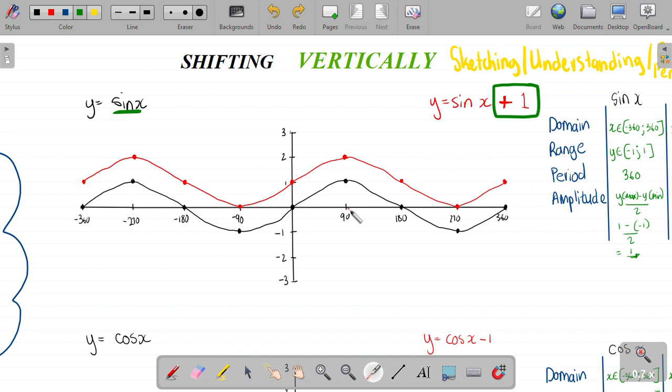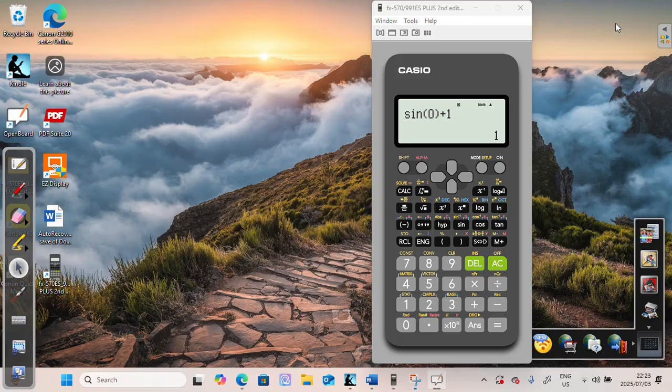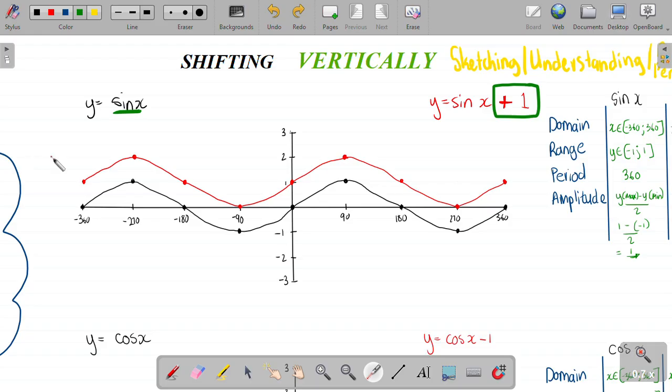Let's take sine of 90. Originally sine of 90 gives me 1, but now remember we added 1 afterwards, so I should be getting 2. Have a look here. Instead of getting 1 on my original graph, I added 1 and I get 2. Can you see that the graph is literally shifting up 1 unit? Every point plotted on your original sine graph has gone up by 1.